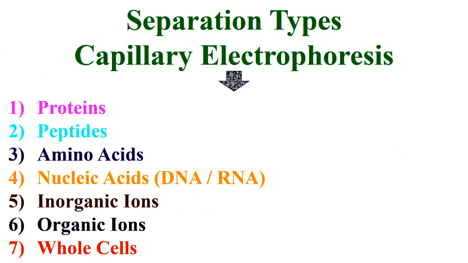Continuously, capillary electrophoresis separates proteins, peptides, amino acids, nucleic acids, inorganic ions, organic ions, and whole cells, as mentioned in the next slides.